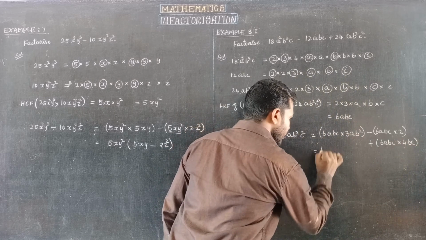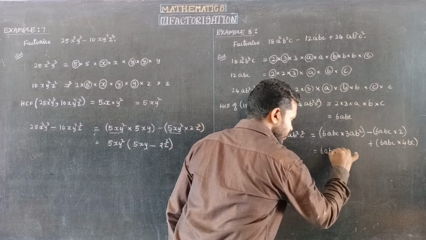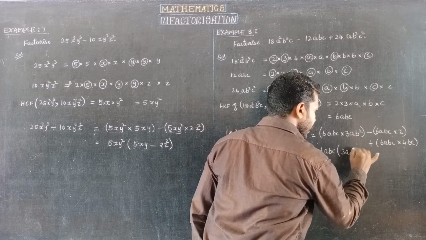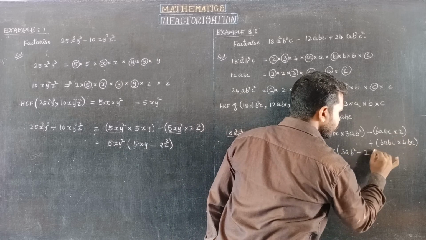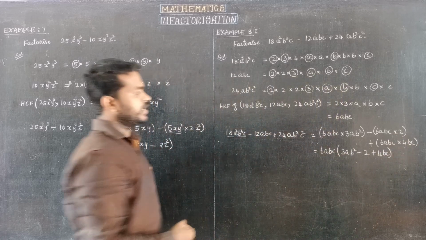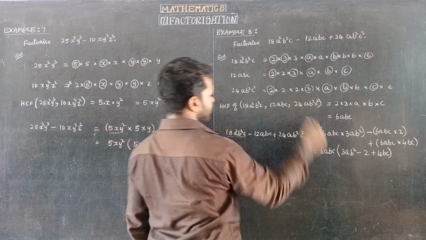So here the common factor is 6abc, the highest common factor. The rest of the terms are 3ab² minus 2 plus 4bc. This is the rest of the term, and this is the factorization. We need a factorization from it.